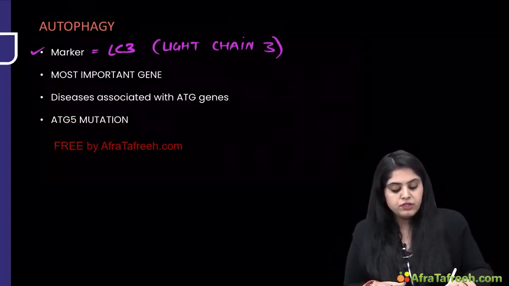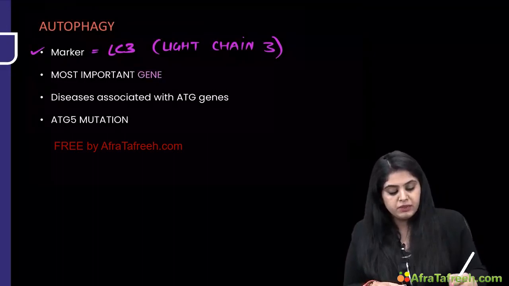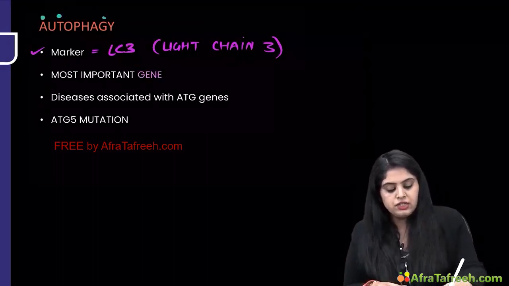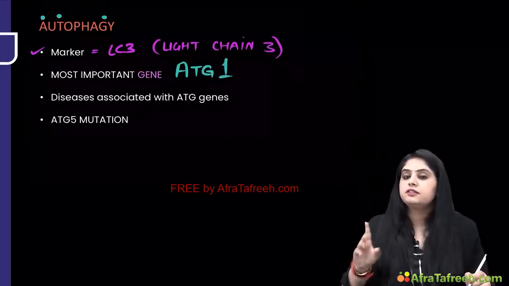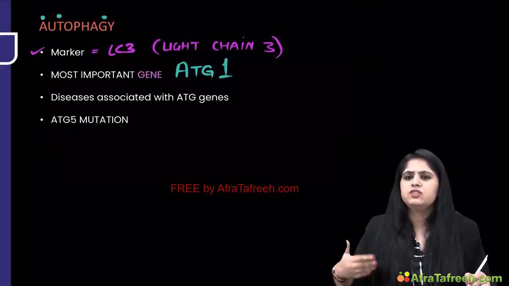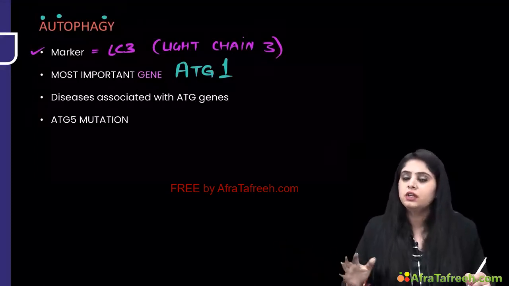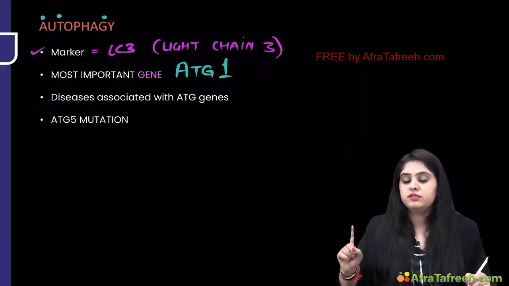What is the most important gene? So gene is very simple. You break autophagy, ATG. So what is the gene? The most important is ATG1. The first one is the most important. Otherwise, there are many genes, ATG1, 5, 7, 10, and so on. First wala is most important.